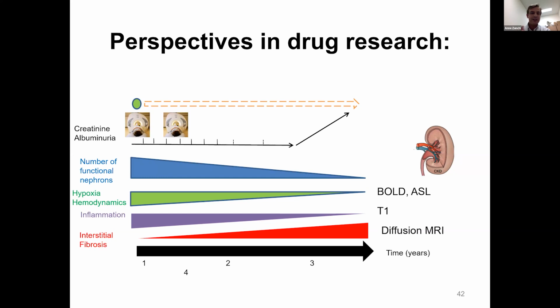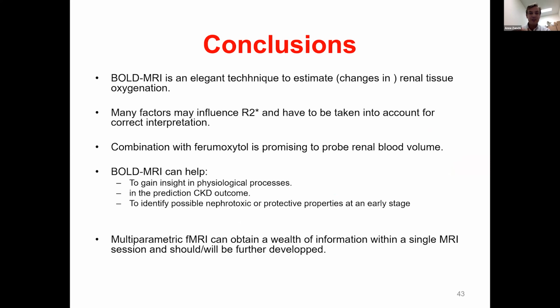And I see that more and more pharmaceutical companies are interested in this approach. And with this, I come to the end of my presentation. I apologize once again for the slow start due to technical problems. But to conclude, BOLD MRI is an elegant technique to estimate changes in renal tissue oxygenation, but you have to take many factors into account for correct interpretation.